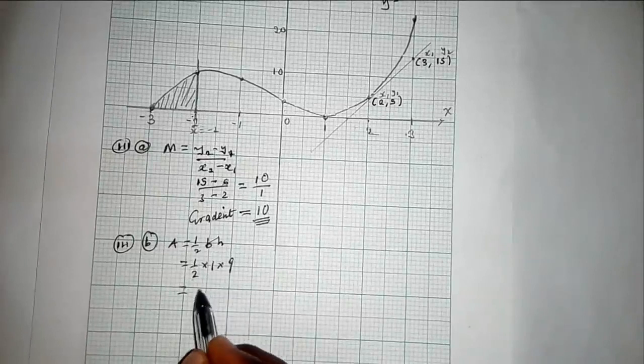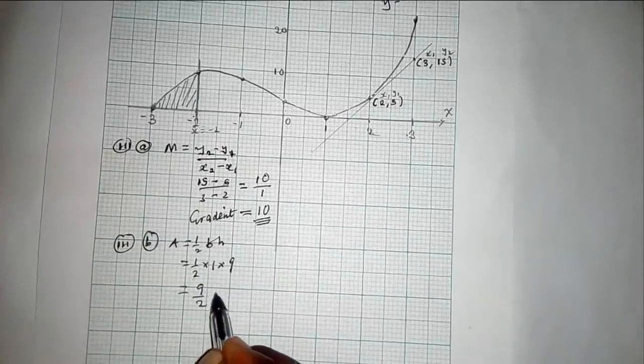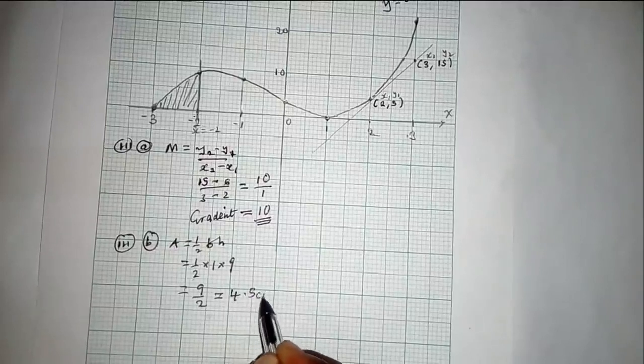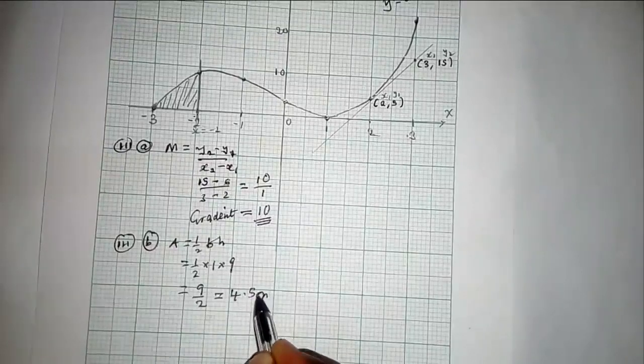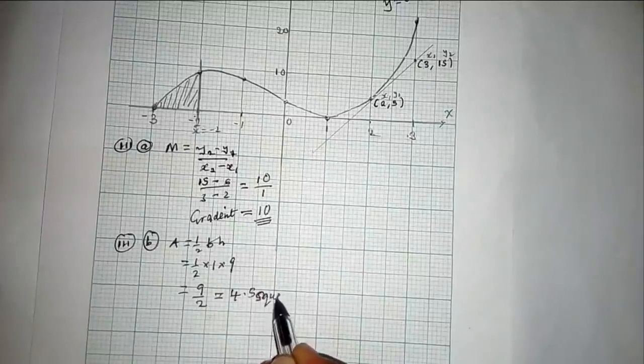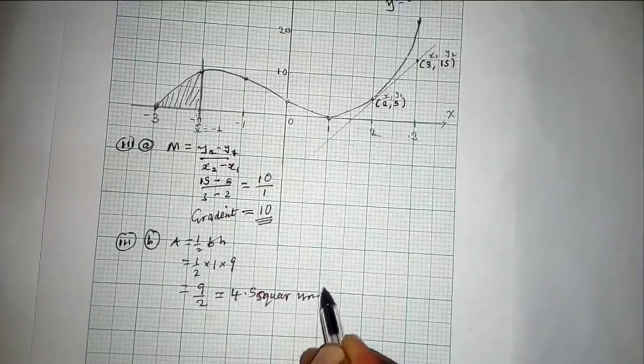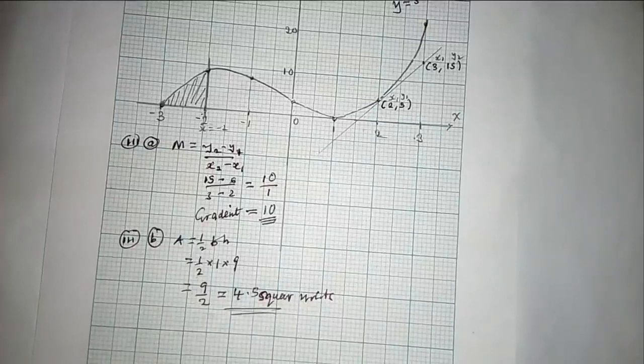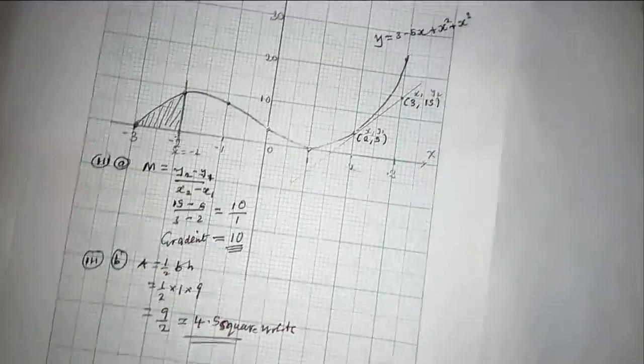And then here you solve, you have 9 over 2, which is equal to 4.5 square units. We can't put centimeters because we are not being given the actual units to use, so we can just say square units. Then we go to the next question.